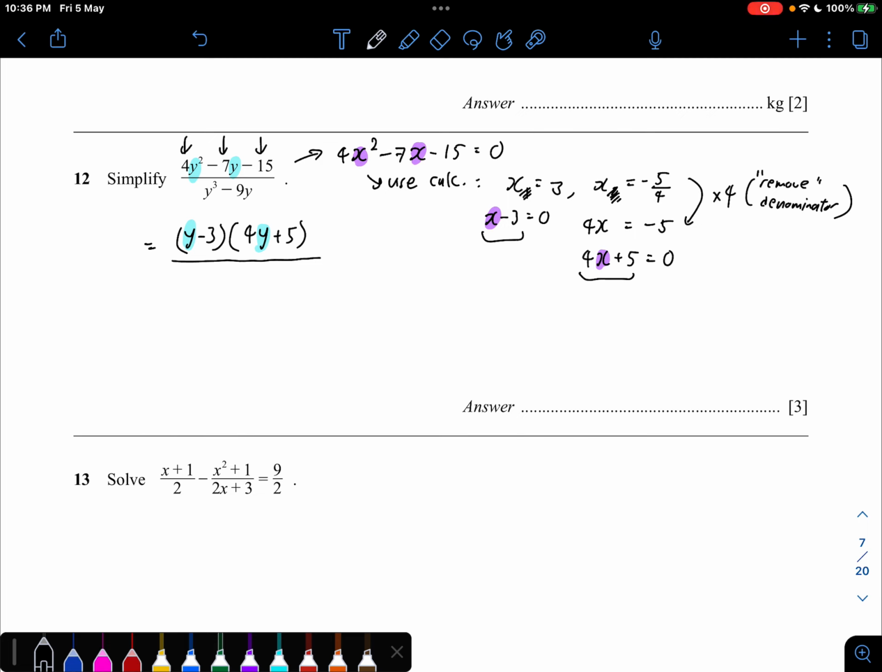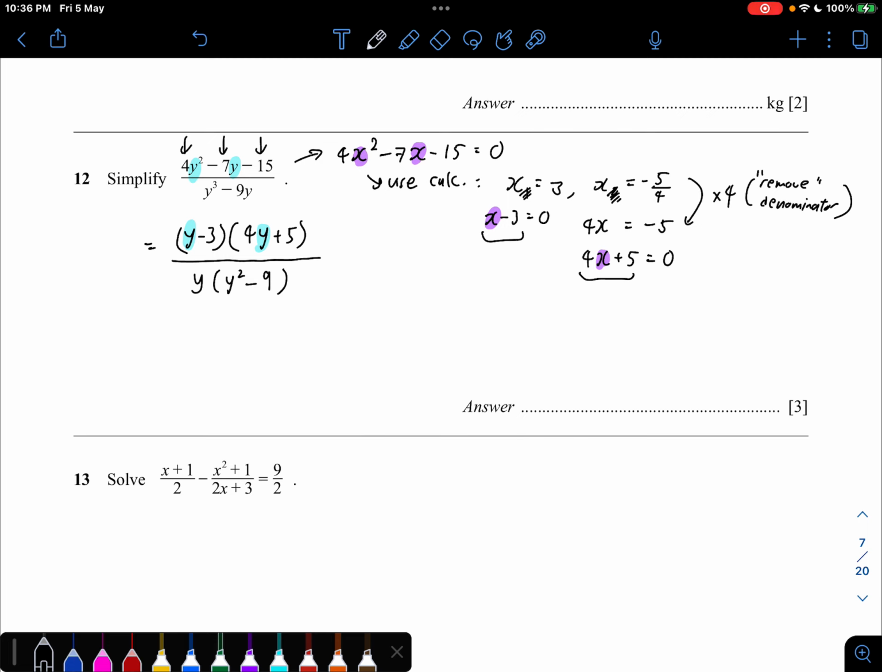Any common factors here? Yes, there is a common factor of y. So if you take out 1y from y cubed, you get y squared. If you take out 1y from minus 9y, you end up with minus 9. Oh, okay, then you stop there. Yay, done for the day.